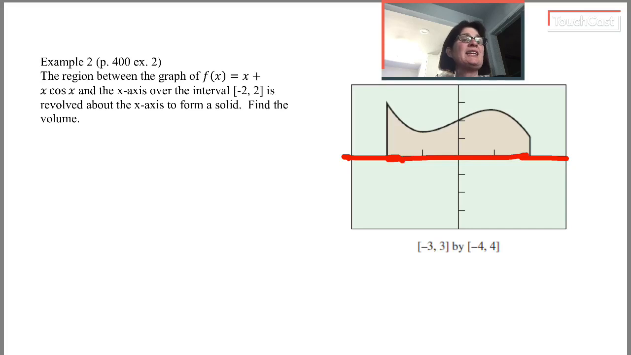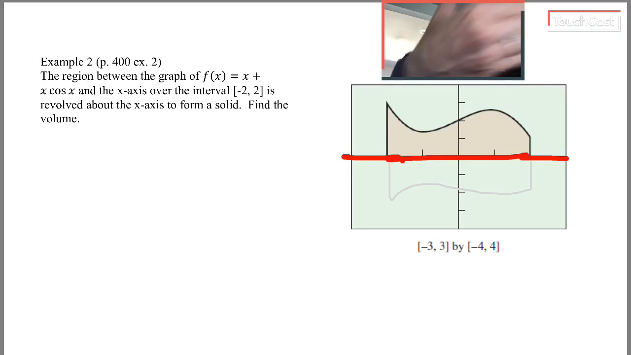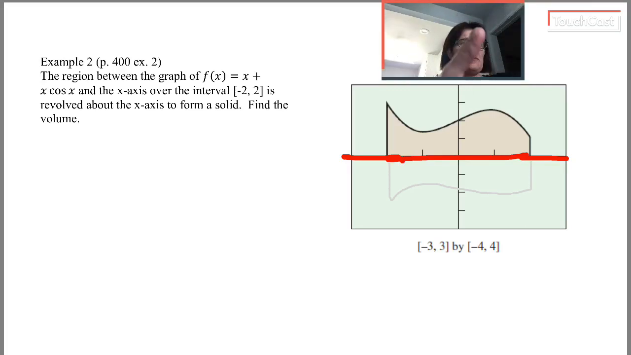Alright, I'm going to imagine taking that shape and flipping it over that axis I drew. So this is like you practicing reflections, which you probably did in geometry. Okay, doesn't have to be perfect, but that's the shape I would get if I revolved it 180 degrees and then left it flat. So what's it going to look like if I take a cross section?